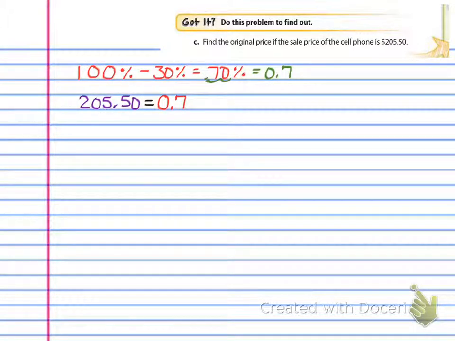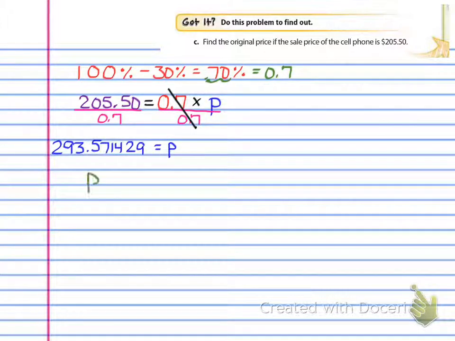All right, so the first thing that you should have done was taken 100% and subtract 30%, so you would have gotten 0.7 again. And then you would have taken 205.50, because that was the part, equals 0.7 times P, and that's going to be the original price. So now you're going to solve using inverse operations, so you should divide both sides by 0.7, just like you did in the last example.